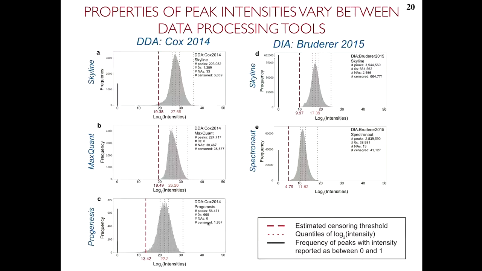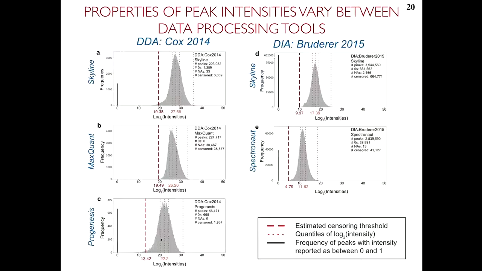And so if we just take this blindly and treat everything the same, clearly it will not work, because the intention behind these reported values is very different according to different data processing tools. And also just the number of peaks. Here Skyline has 203 peaks, MaxQuant has 224 peaks, Progenesis has 56,000 peaks. So quite a bit of variation of everything.